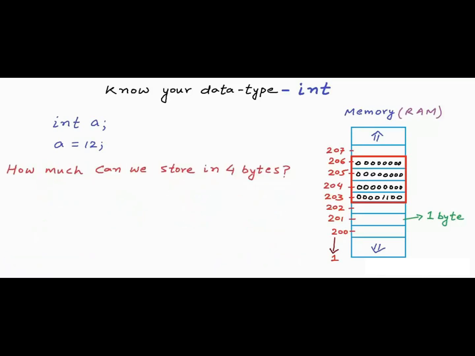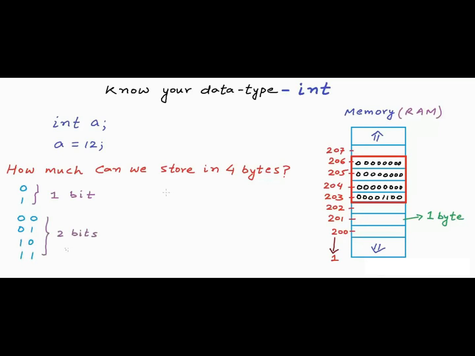So how much can we store in 4 bytes? Let's deduce this step by step. How much can we store in 1 bit? We can have only 2 possible values in 1 bit, 0 and 1. Now how much can we store in 2 bits? With 2 bits we can have 4 possible values: 00, 01, 10 and 11.